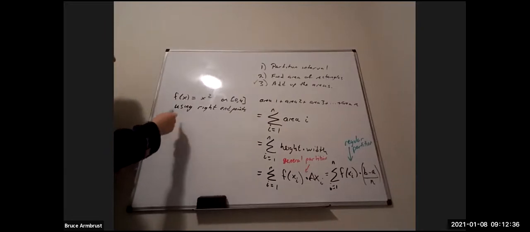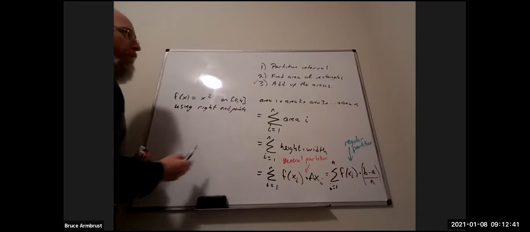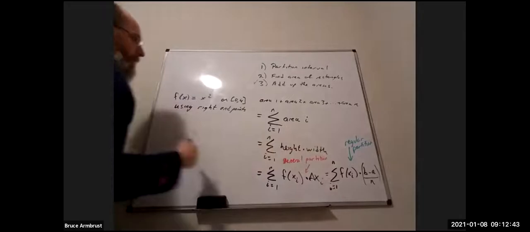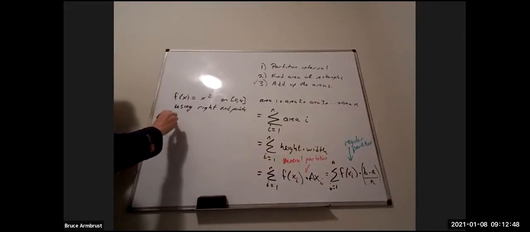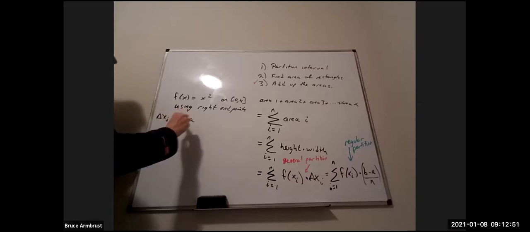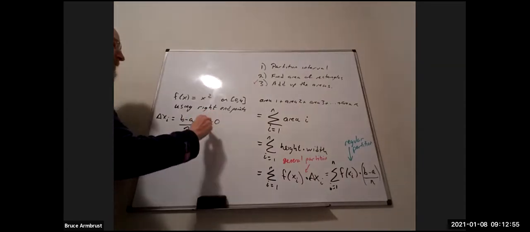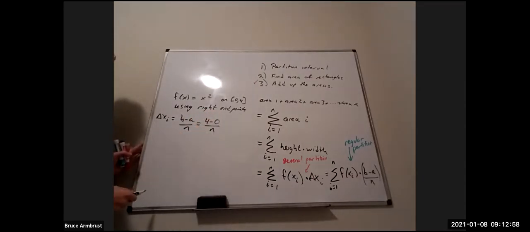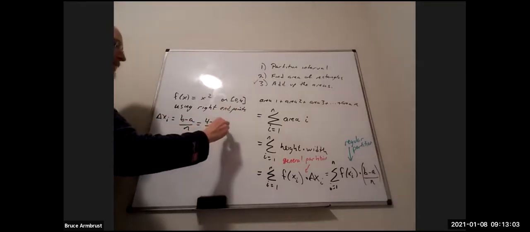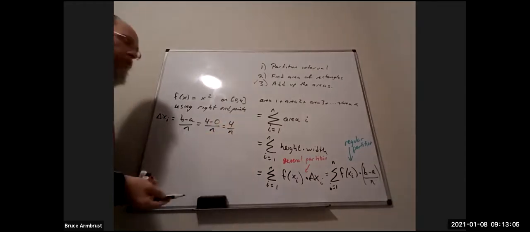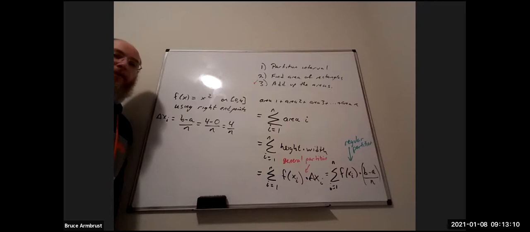All right, so let's start setting this up the way we need to. Think about what we need to do. We need to find the areas of the rectangles. So let's start with the width. The delta x is going to be b minus a divided by n. So that's going to be 4 minus 0 divided by n. We're going from 0 to 4. 4 minus 0 divided by n, which is 4 over n. So the width of each of these intervals is just going to be 4 divided by however many we have.